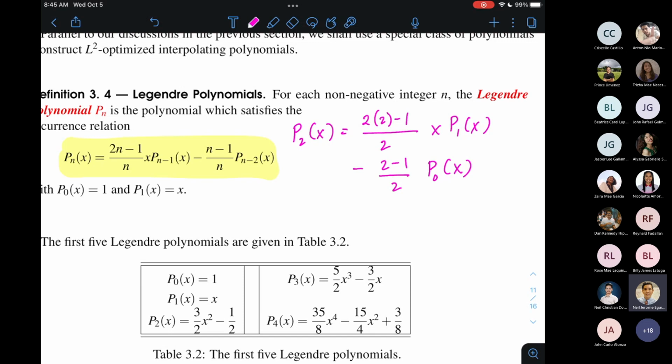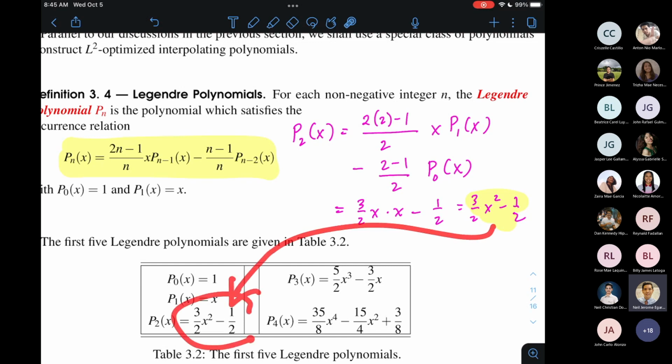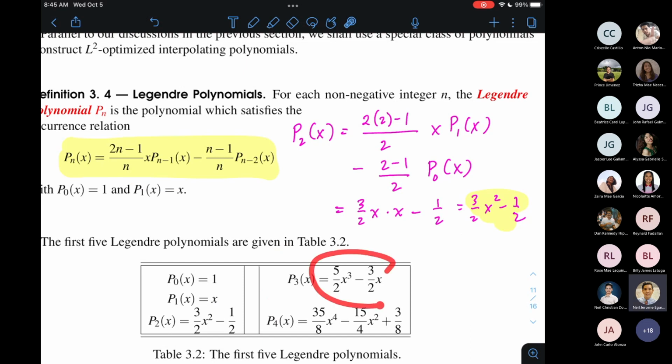So if you simplify this, you will get 3 halves x times x minus 1 half times 1. So that's 3 halves x squared minus 1 half. So this is the degree 2 Legendre polynomial, right? So that's what we got there. And then to get P sub 3, you again go through this recursive definition and use n equals 3. So you'll get 5 halves x cubed minus 3 halves.